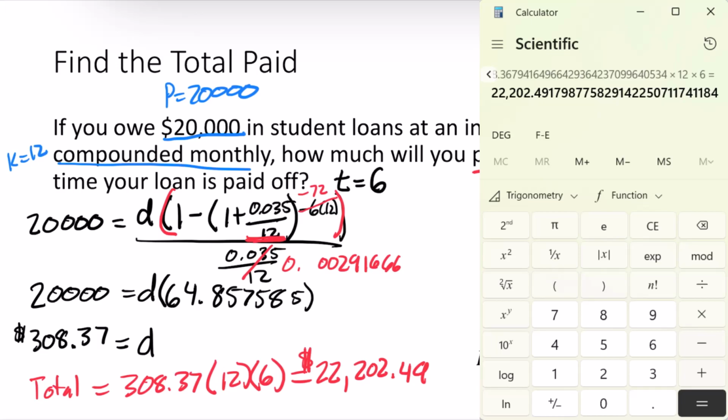And so this is the amount that I would end up paying to pay off my student loans. And it makes sense that that would be the case because I borrowed $20,000 and that extra $2,000 is going to be the interest that I end up paying.